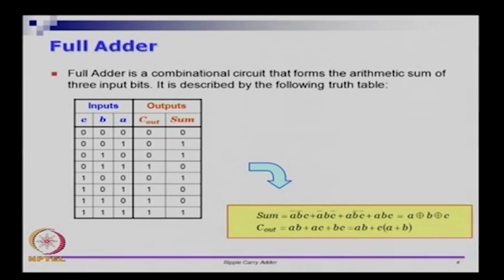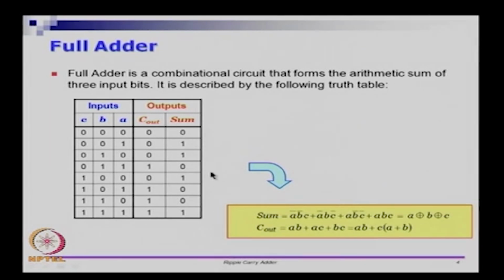A full adder is a circuit which can take 3 bits. You can take 3 bits A, B, C and it can give you 2 outputs, C out and sum. Since these are 3 bits, the sum is at most 3. So, 3 is 1 1, we can represent that using only 2 bits. So, this is carry out and this is sum. So, 0 plus 0 plus 0 is 0, so that is 0 0. Similarly, 1 plus 0 plus 1 is number 2, so that is 1 0. 1 plus 1 plus 1 is number 3, that is 1 1, and so on.